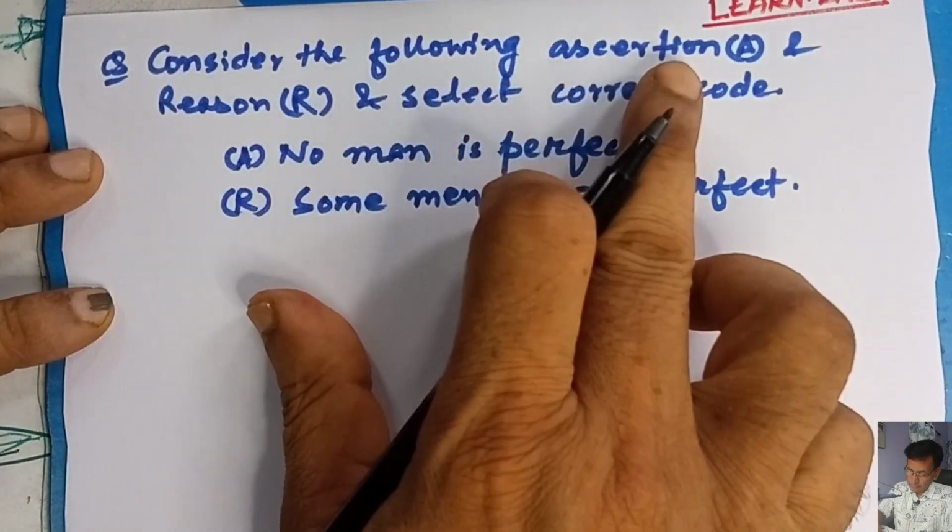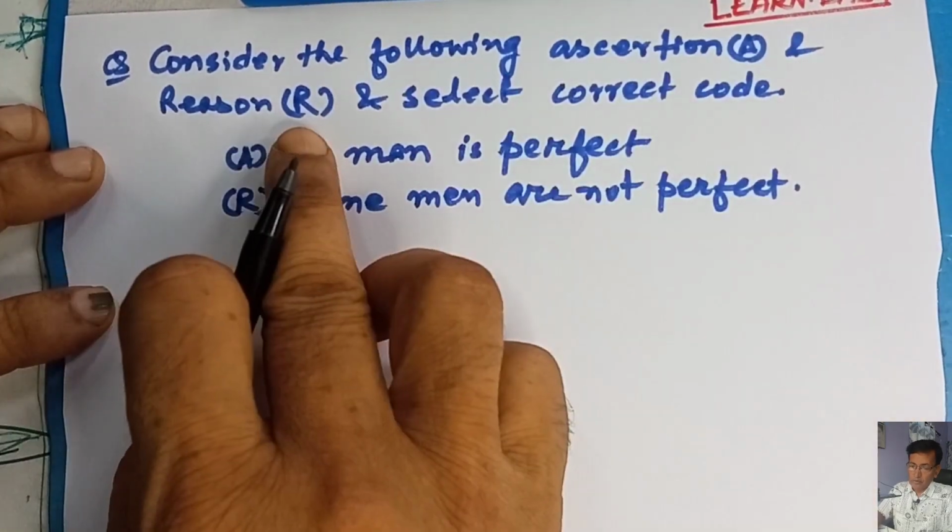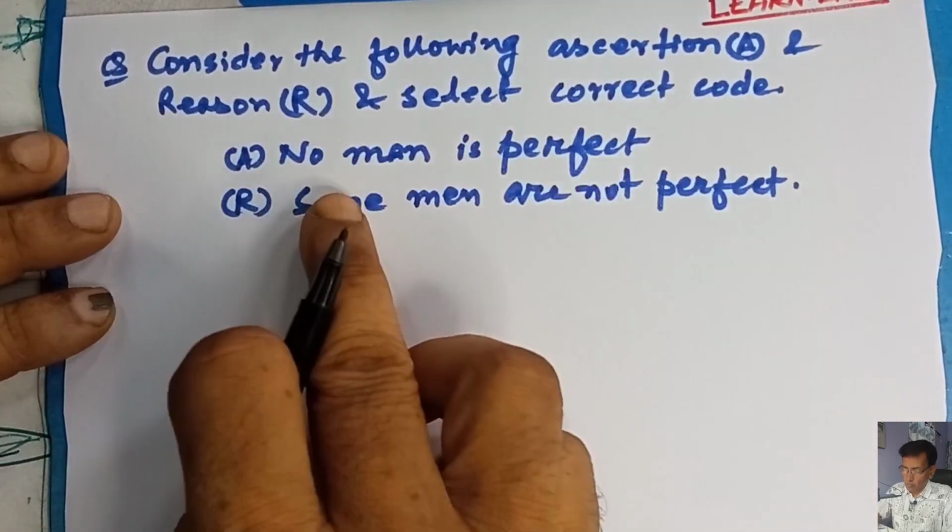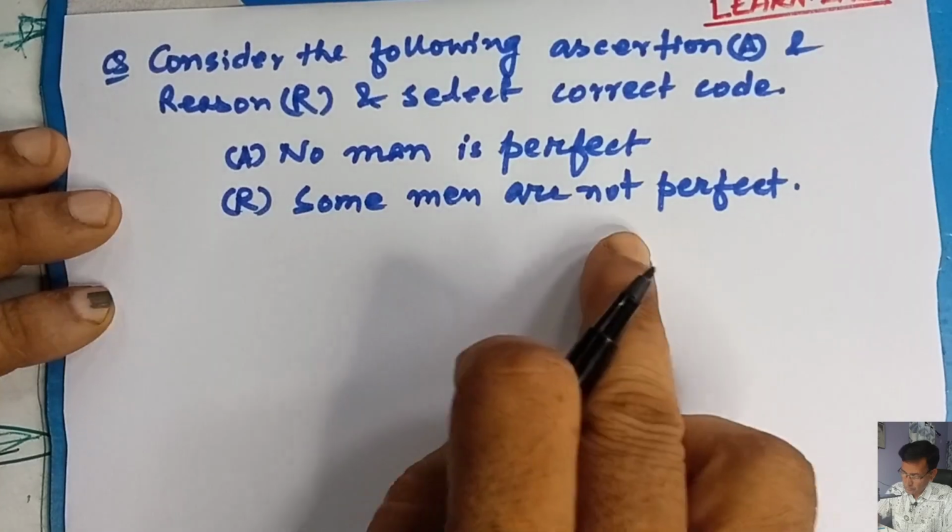The sum is completed. The next sum is, consider the following assertions A and reason R and select correct code. A: No man is perfect. R: Some men are not perfect.